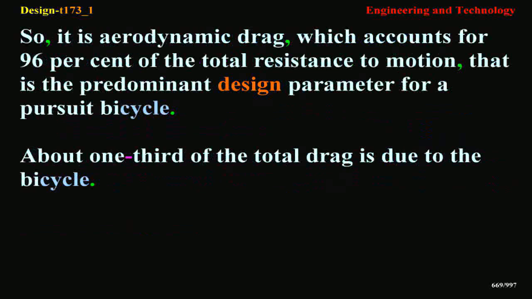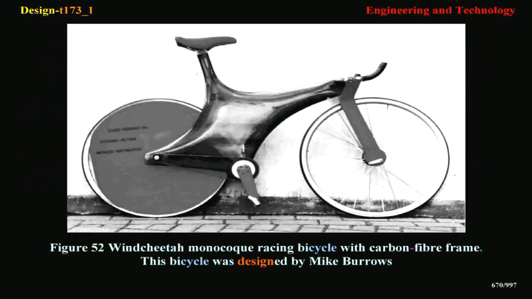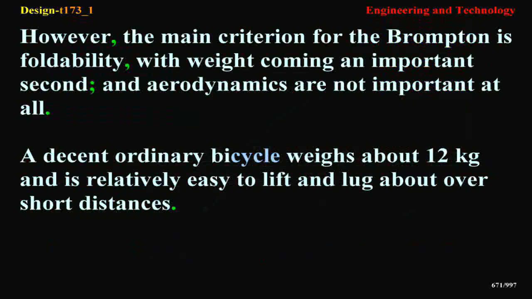So, it is aerodynamic drag, which accounts for 96% of the total resistance to motion, that is the predominant design parameter for a pursuit bicycle. About 1/3 of the total drag is due to the bicycle. Figure 52, Cheetah monocoque racing bicycle with carbon fiber frame. This bicycle was designed by Mike Burrows. However, the main criterion for the Brompton is foldability, with weight coming in an important second. And aerodynamics are not important at all.